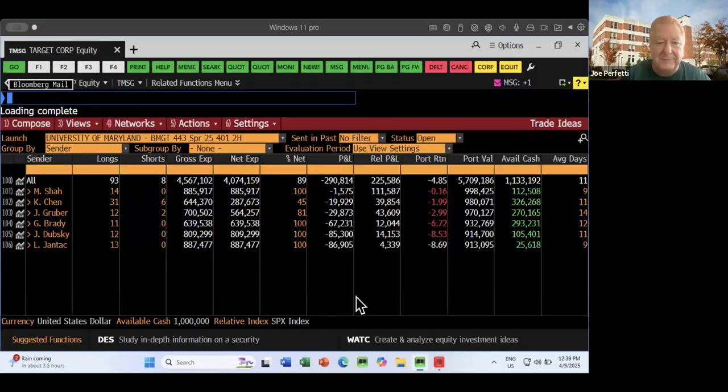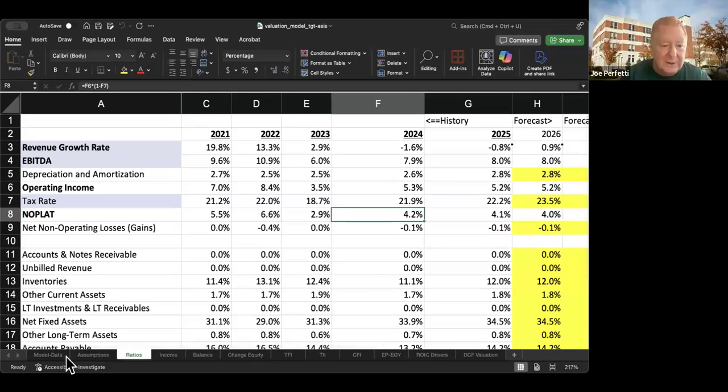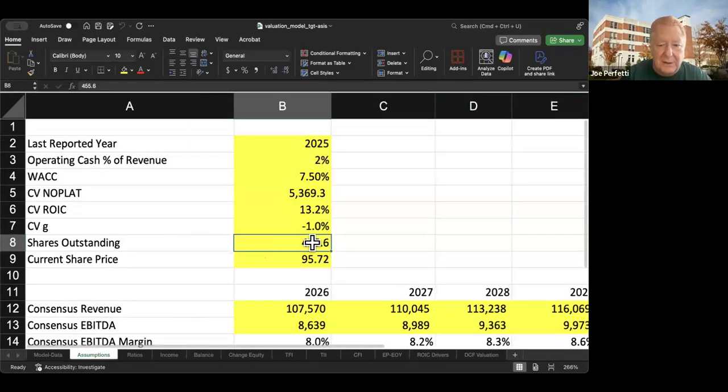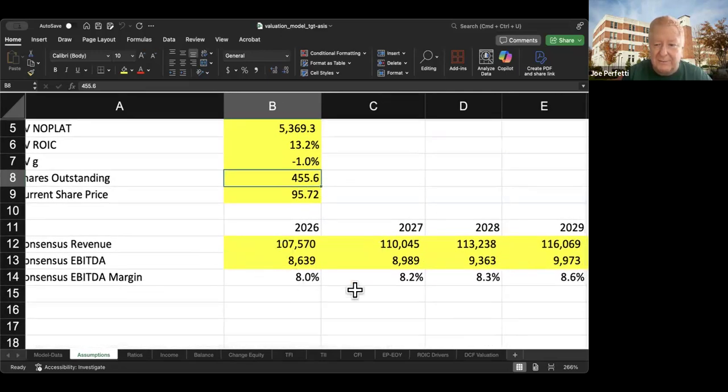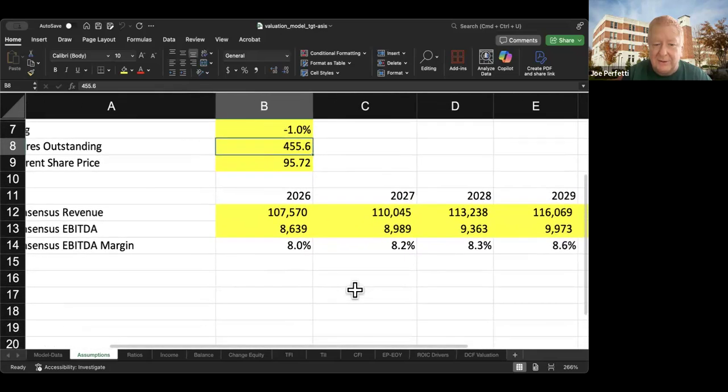So in the as-is valuation that I had done, the price of Target at the time, which I'll put here in my assumptions, was 95.72. Okay. And so to make the 95.72 share price work, following our process, I updated the last reported year, 2025. At the time, their WACC was 7.5% last week. Share count 455.6. These were the consensus revenue and EBITDA for the next 5 years.